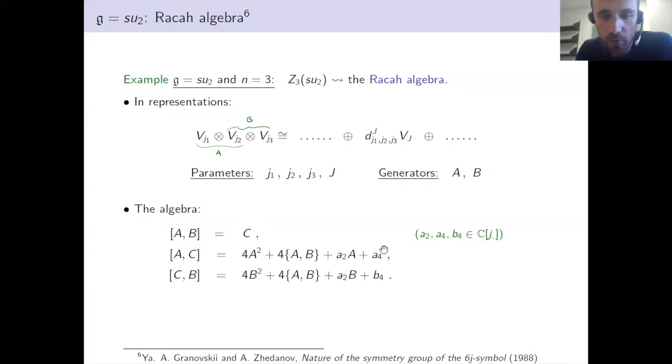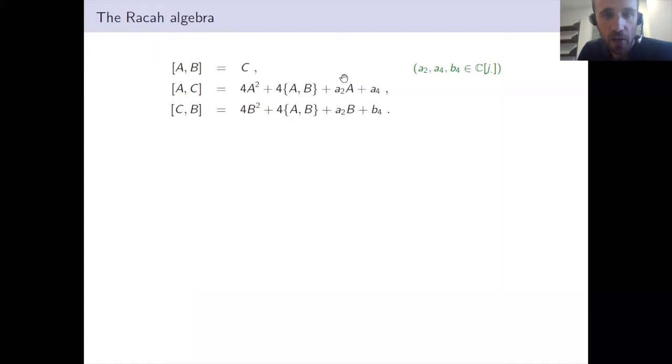We can see that it looks like a Lie algebra a little bit, because we have commutators, but it's quite different. We have quadratic terms here. This is the anti-commutator, AB plus BA. So we have A squared, B squared, AB plus BA. This is not a Lie algebra. This is actually a quadratic algebra. Okay, and the parameters here, I don't want to give the formula. They are not important. They are just expressed in terms of the parameters J. Okay, so that's the Racah algebra, the algebra that is so interesting.